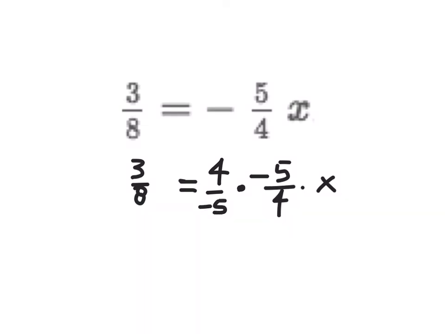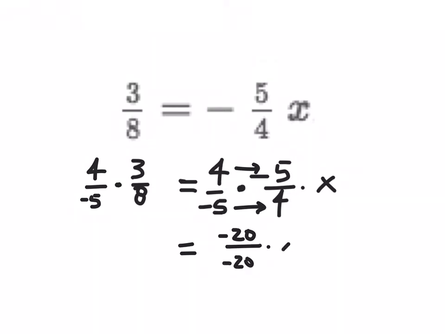And if I do it to the right side, I still have to do the same thing to the left side. So I'm going to multiply this by 4 over negative 5. Now, when I multiply these two fractions together, 4 times negative 5 is going to give me negative 20. Negative 5 times 4 is also going to give me negative 20. And then we multiply that by x. I'm going to rewrite this over here, 4 over negative 5 times 3/8.